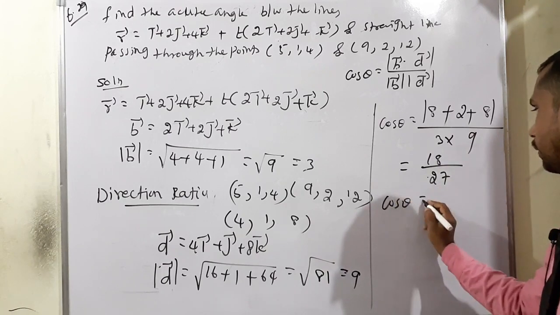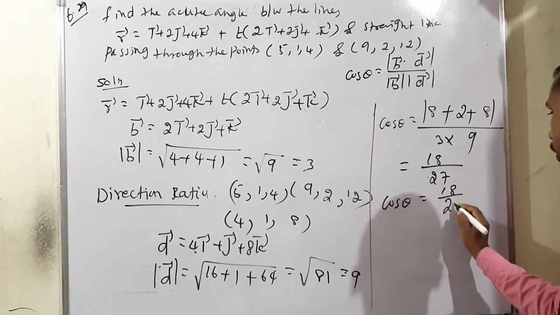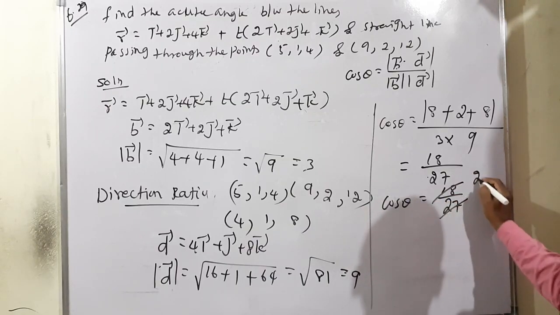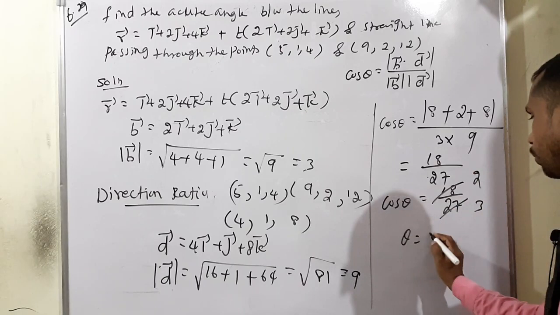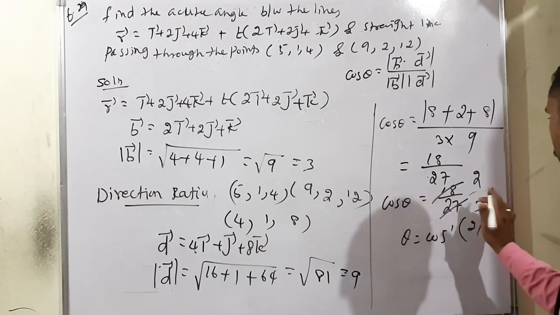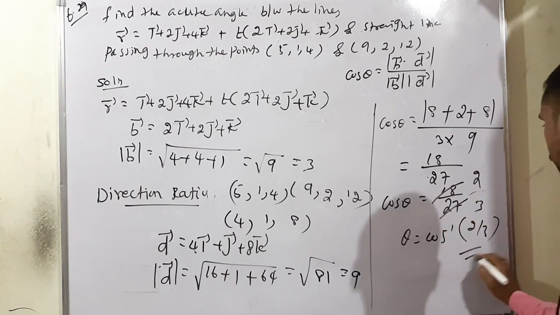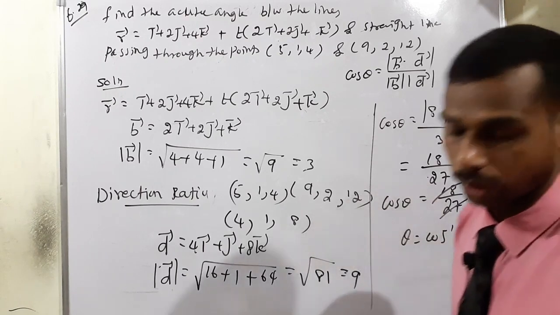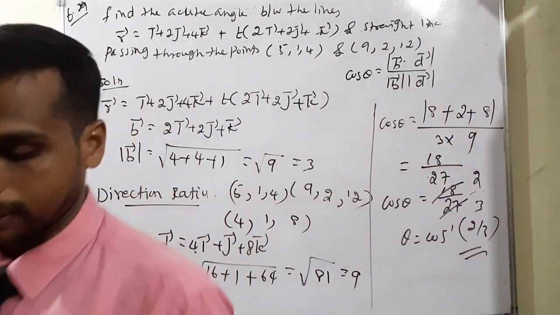Therefore, cos theta is equal to 18 by 27, which reduces by the ninth table, no? 2 by 3. Therefore, theta is equal to cos inverse 2 by 3. This cancels, no? We can write it as 2 by 3. This is the answer for example 6.29. Okay, I will continue with the next example.